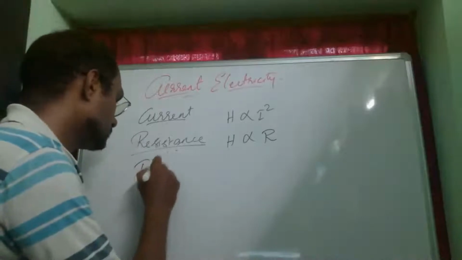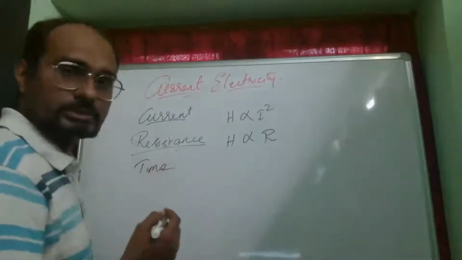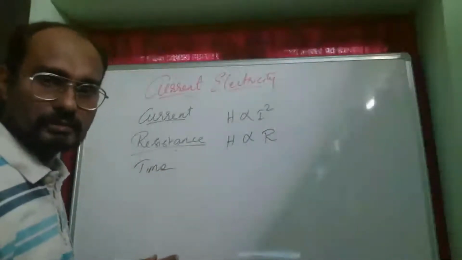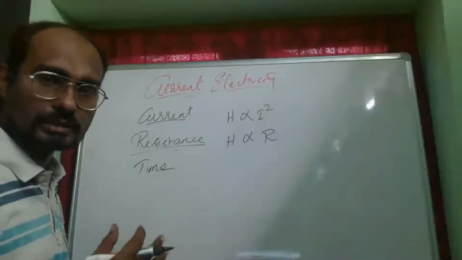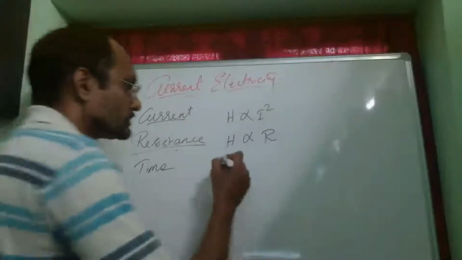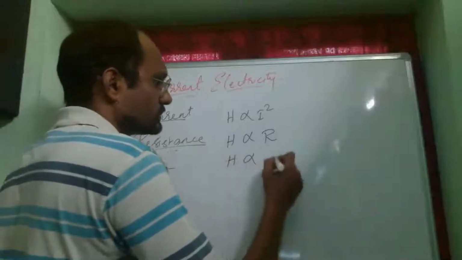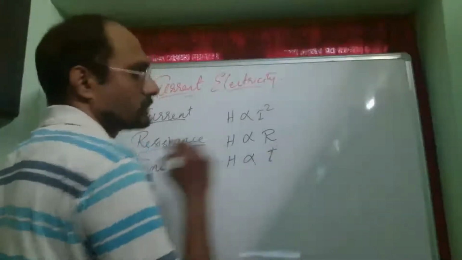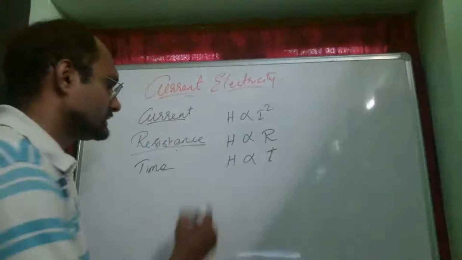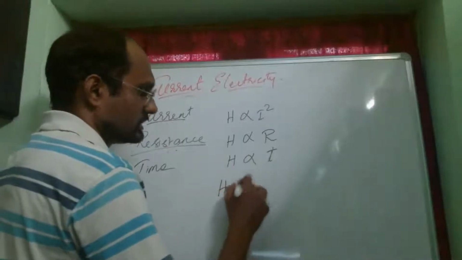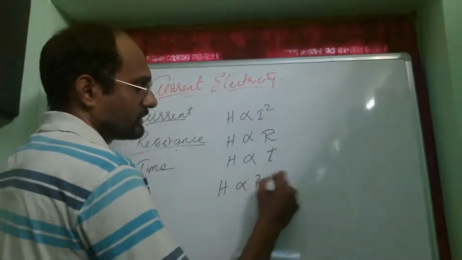Next one, time. This doesn't need any explanation. We know that if any appliance is switched on for a longer time, then the heat produced will be more. So we have H is proportional to t. I will take small t. Now combining these three, I get H is proportional to I square RT.